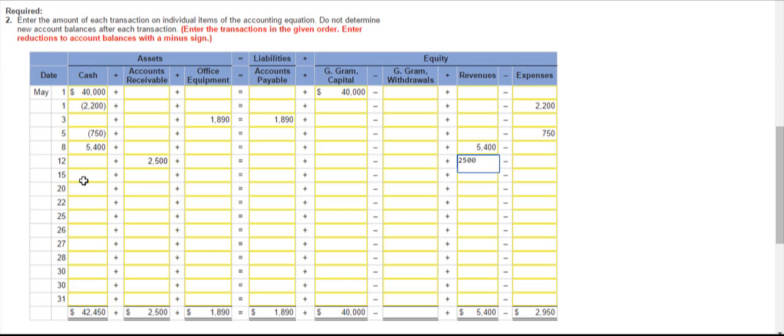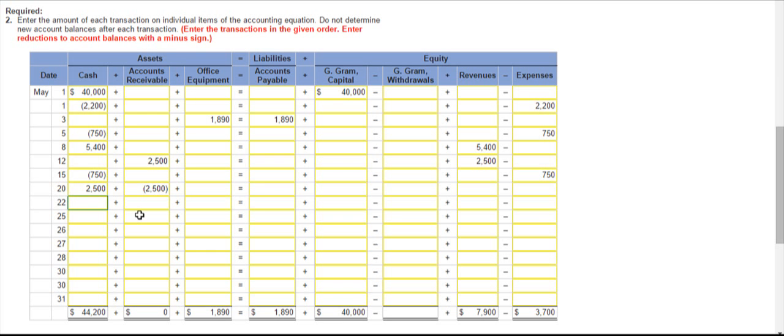Company paid $750 for salaries. Cash went down. Salaries expense, $750. On the 20th, received cash payment for services provided earlier. That's this one. So we're going to reduce that. They no longer owe it to us.